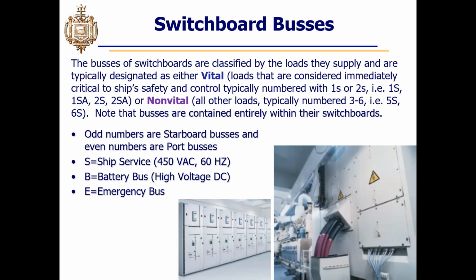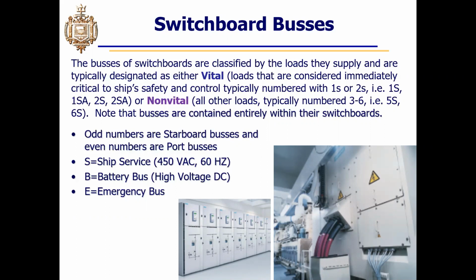Now you also notice in numbering, vital switchboards are typically numbered with 1s and 2s. So you see like 1S, 2S, 1SA, 1SB, 2SA, 2SB. Any switchboards with 1s and 2s in the numbering, you know those are vital switchboards. Non-vital switchboards are just numbered greater than that.